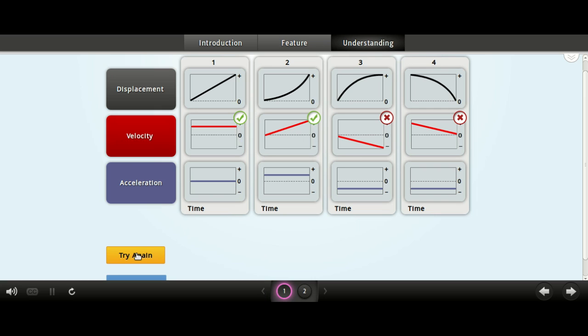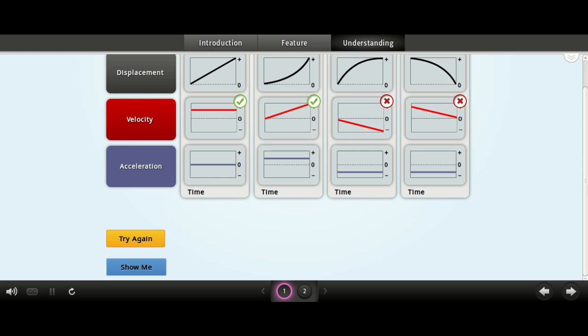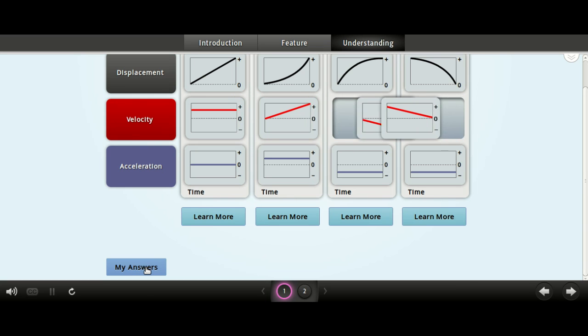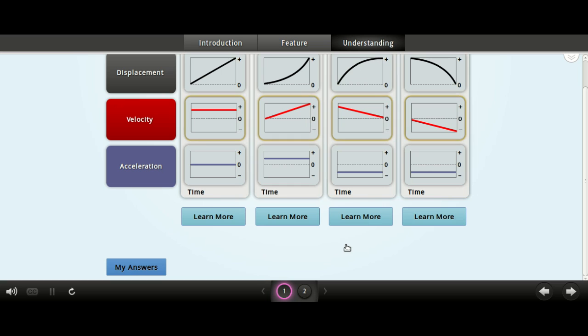Not quite. Use the feature to check your answers and try again. Remember that velocity is the rate of change in displacement and acceleration is the rate of change in velocity. The correct answers are shown. Click Learn More for more information on why the answer is correct in each case.